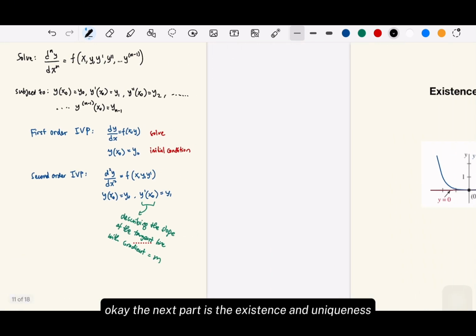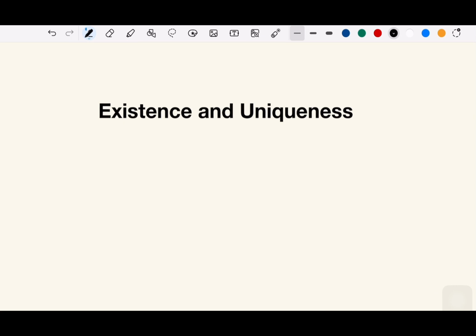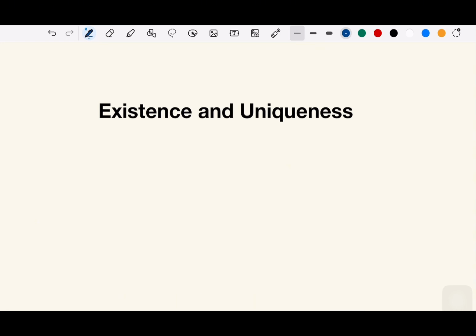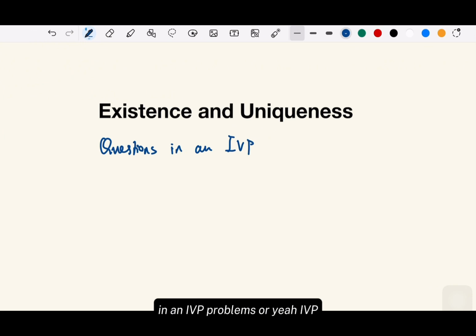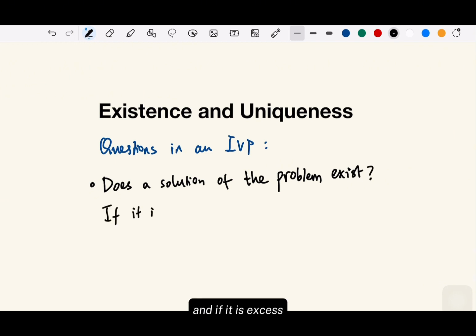Okay, the next part is the existence and uniqueness. Let me just put the graph up for a while. We need to ask ourselves one or two fundamental questions for these IVPs. So the questions in an IVP problem: we need to find whether the solution exists, and if it exists, is it unique?